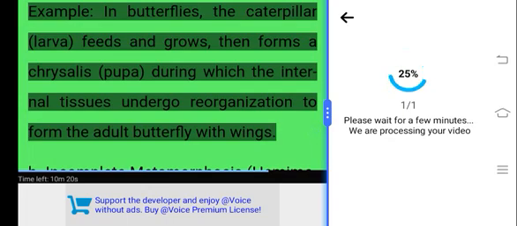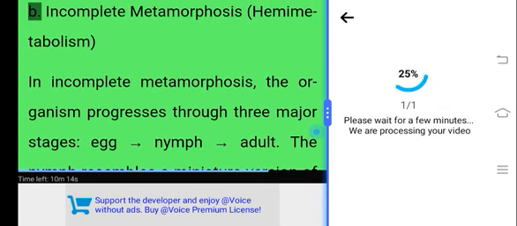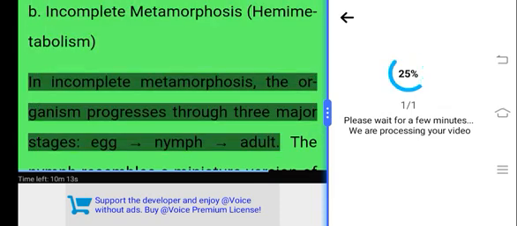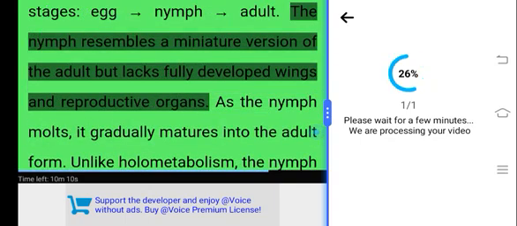Example: in butterflies, the caterpillar larva feeds and grows, then forms a chrysalis pupa, during which the internal tissues undergo reorganization to form the adult butterfly with wings. B. Incomplete metamorphosis, hemimetabolism. In incomplete metamorphosis, the organism progresses through 3 major stages: egg, nymph, adult. The nymph resembles a miniature version of the adult but lacks fully developed wings and reproductive organs.